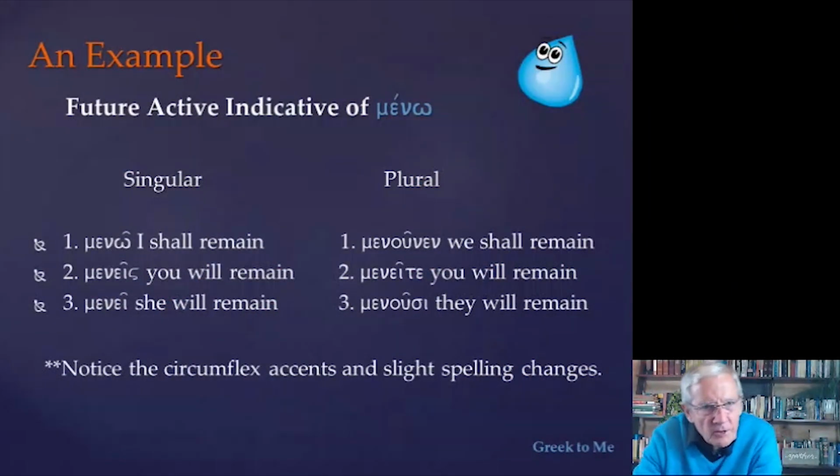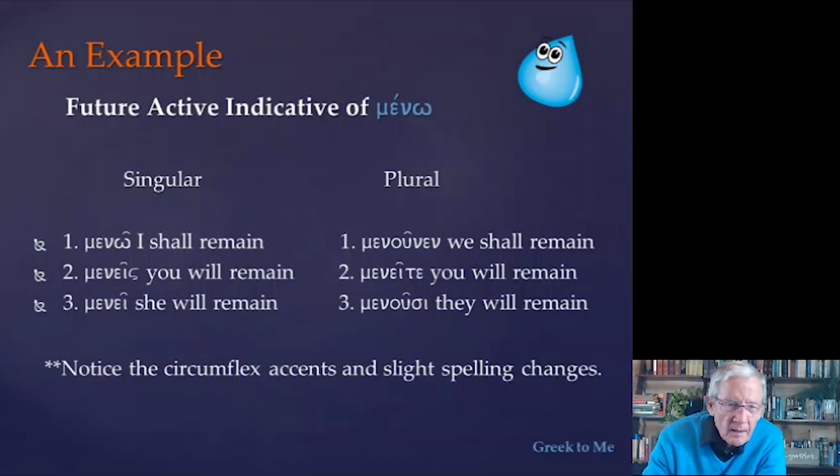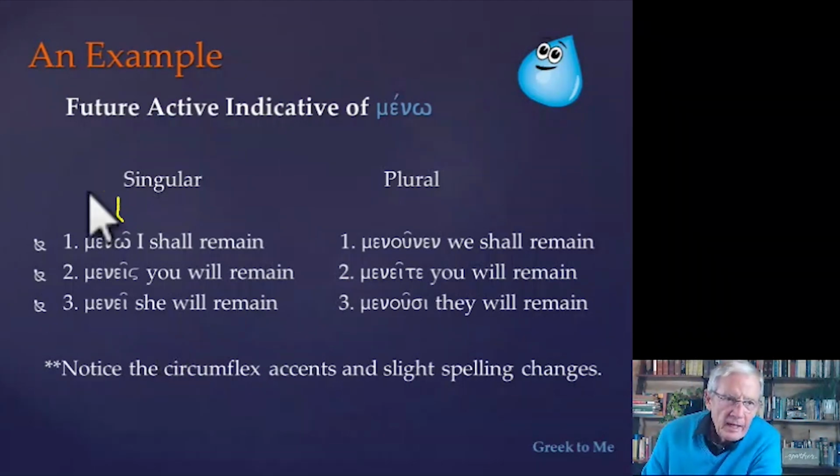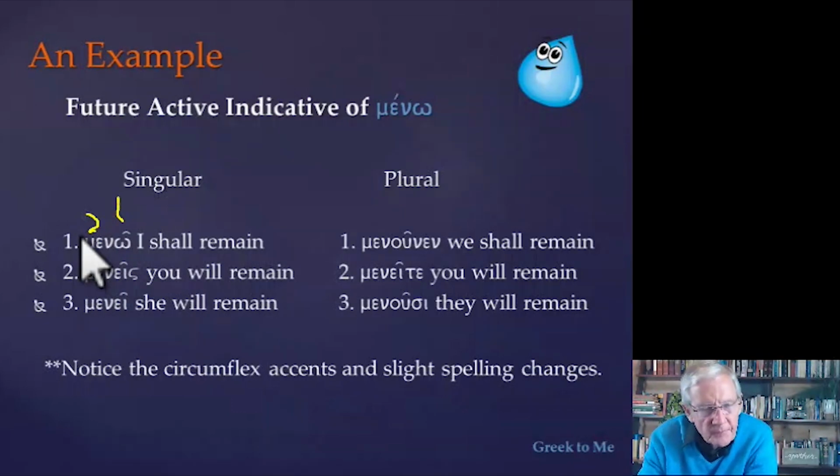So, for example, here is the future active indicative of meno. Let's pronounce it here. Meno, menes, mene, menumen, meneta, menusi. All right, just a little variation from what you've had. I want you to notice in the singular endings, all of them have the circumflex accent. When we had meno in the present, there was an acute accent right over the epsilon, right here. It was meno with the acute accent over the epsilon.